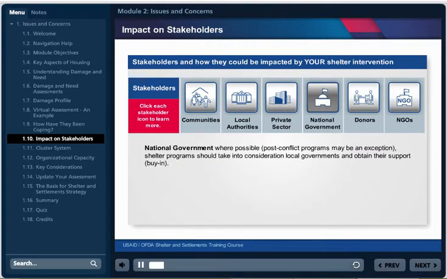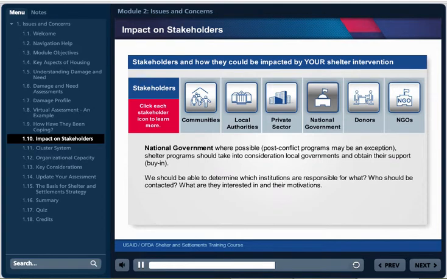National government. Where possible, post-conflict programs may be an exception. Shelter programs should take into consideration local governments and obtain their support, buy-in. We should be able to determine which institutions are responsible for what, who should be contacted, what are they interested in, and their motivations.